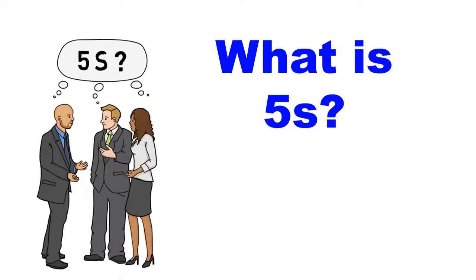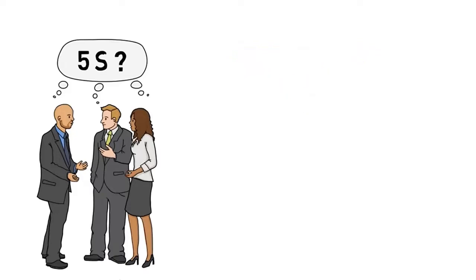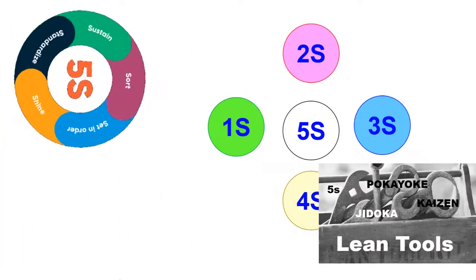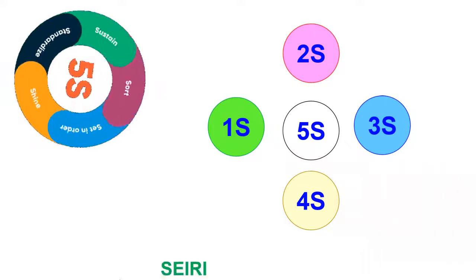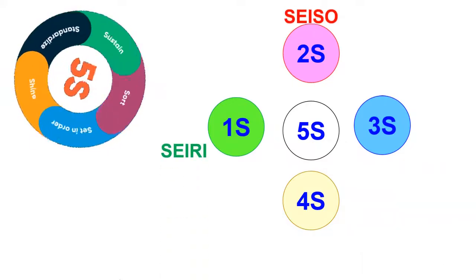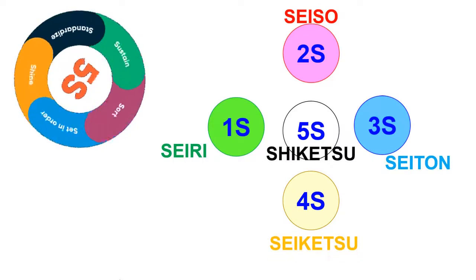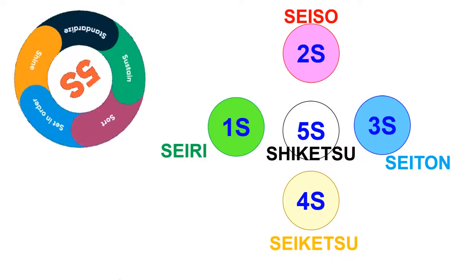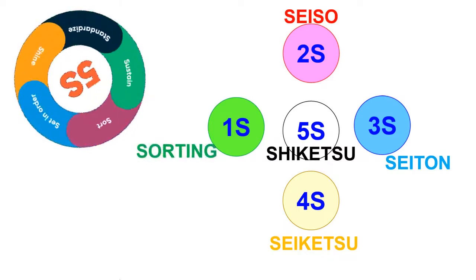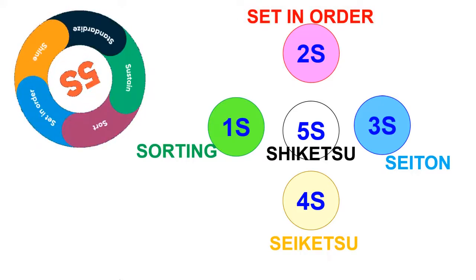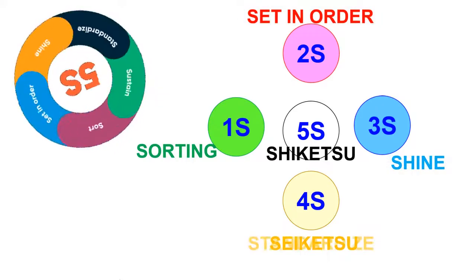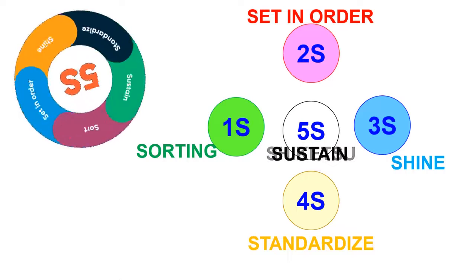This tool was invented in Japan, so in the Japanese language there are 5 words which start with S. These words are 1S means seiri, 2S means seiton, 3S means seiso, 4S means seiketsu and 5S means shitsuke. The meaning of these 5 Japanese words in English is: seiri means sorting, seiton means set in order, seiso means shine, seiketsu means standardize and shitsuke means sustain.